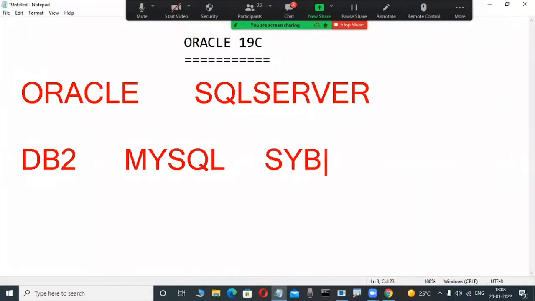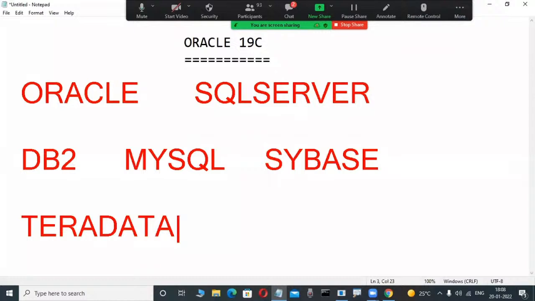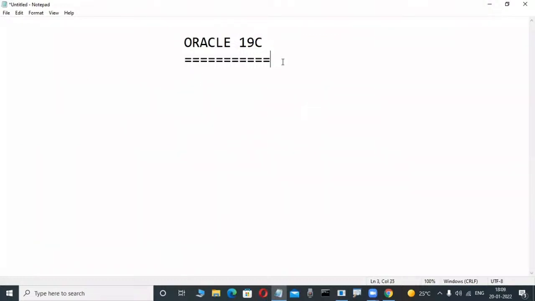Again, Sybase is a database product from Ingres Corporation. Again, Teradata. Maybe many of you have an idea, data warehousing application programmers. Teradata is a database product from NCR Corporation. SQLite is a database product. Like this, so many database products are there from different companies. That's why Oracle is one of the popular database products.